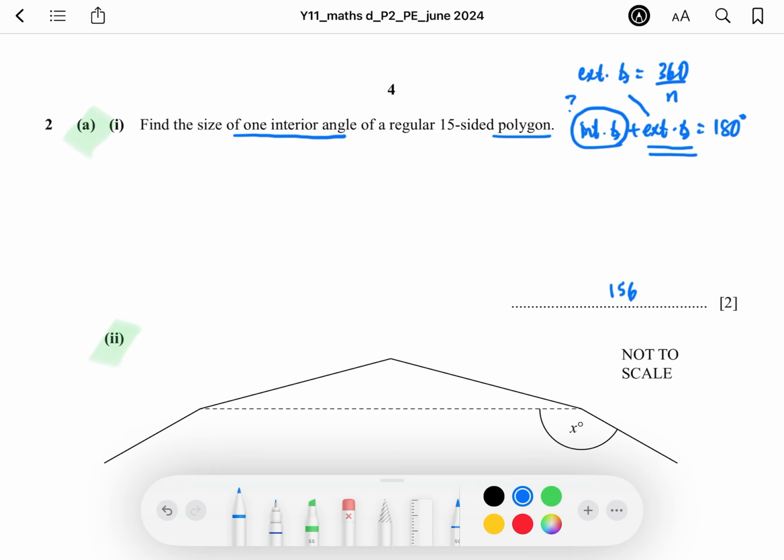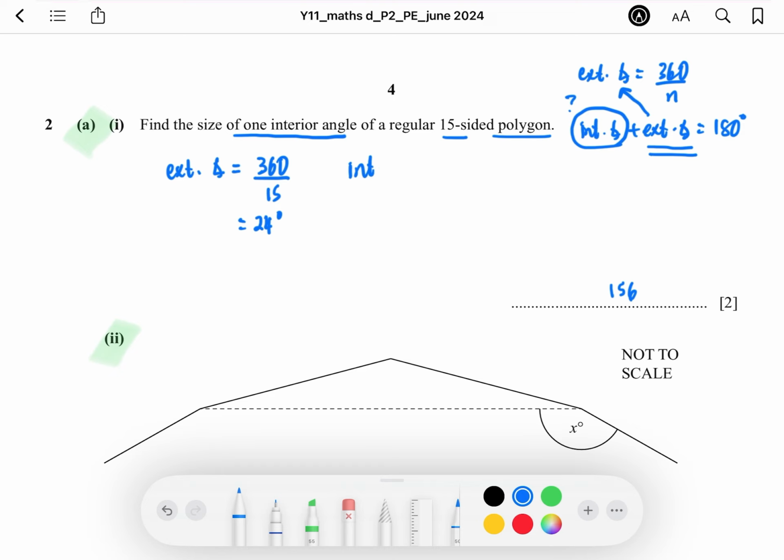And we use the exterior angle by using the first one. So that means our first thing to do would be exterior angle equals 360 divided by n. N is the 15 sides. Okay, use a calculator on that one, and you should get exterior angle equals 24 degrees.